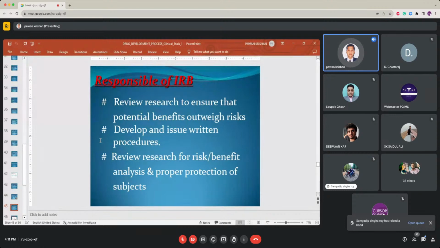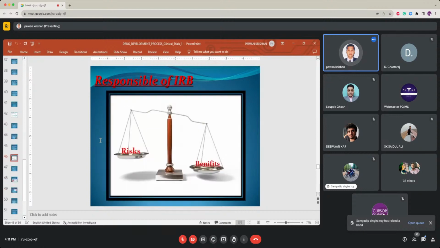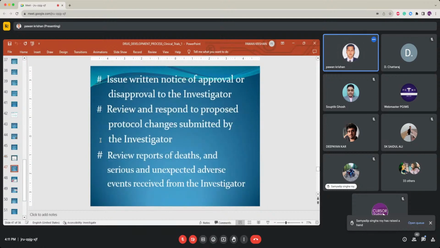The responsibilities of the ethics committee are to review research to ensure that the potential benefits outweigh the risk, develop and issue written procedures, and review research for risk-benefit analysis and proper protection of subjects. So the benefits must outweigh the risk. Always, written notice should be given for approval.